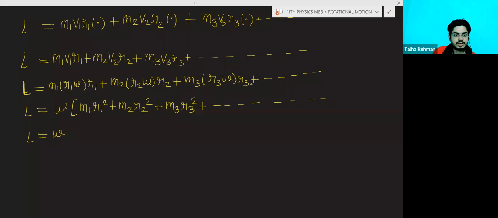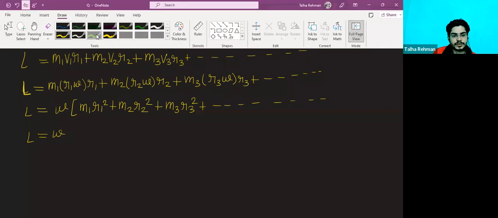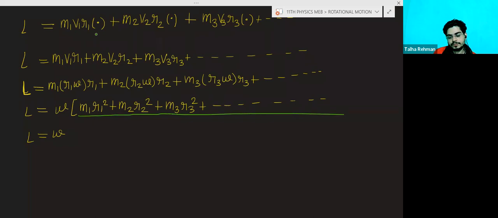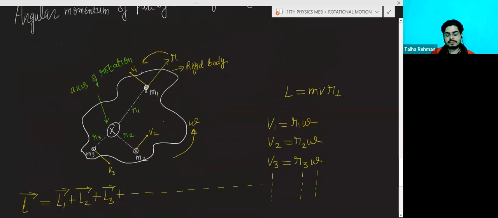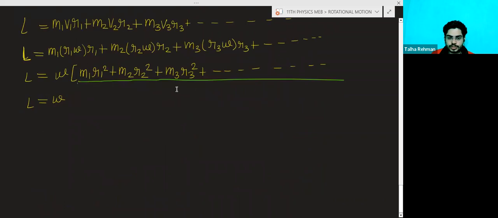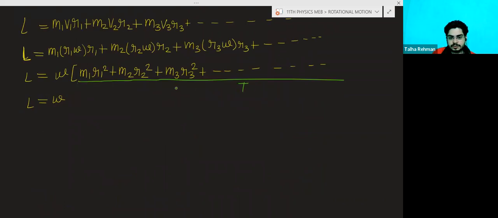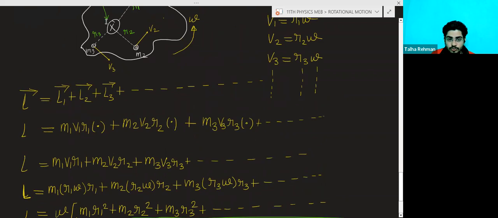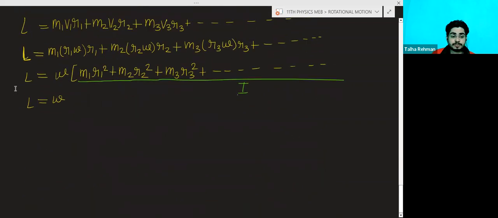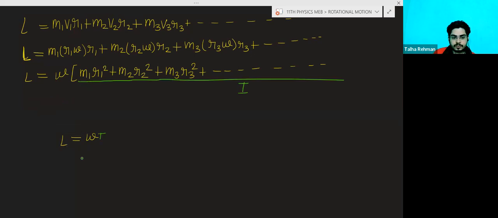Now this term is something we already know. If I take all the masses and write the sum of m1 r1 square plus m2 r2 square plus m3 r3 square, then it becomes the total moment of inertia of this body. This is the moment of inertia about which axis? About this axis. Axis is all important. So L is equal to omega into I. So the final formula is L is equal to I omega.